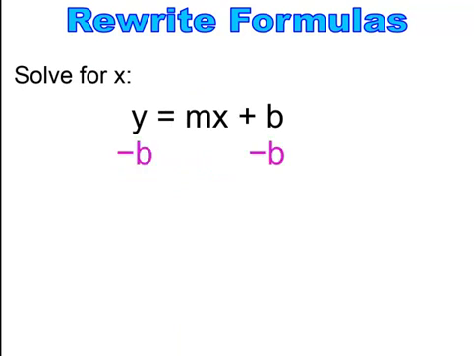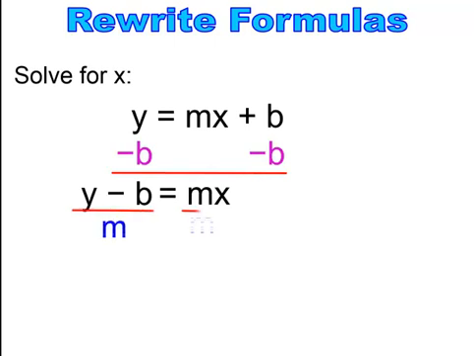You subtract b here, you're going to end up with y minus b equals mx, and then you're going to divide through by m, and your formula for x is going to equal y minus b all divided by m.